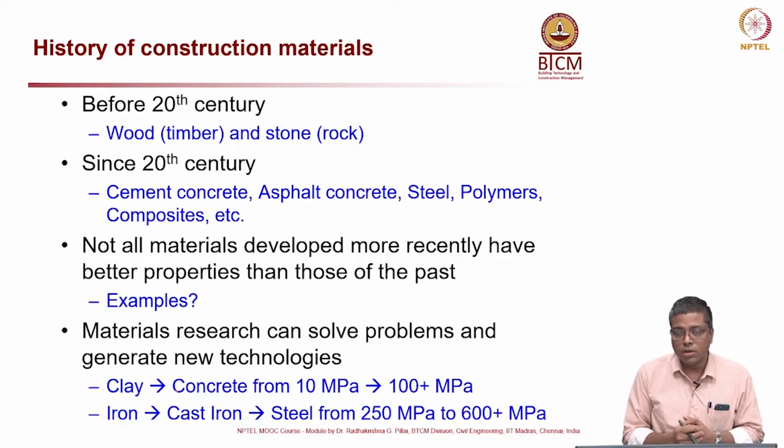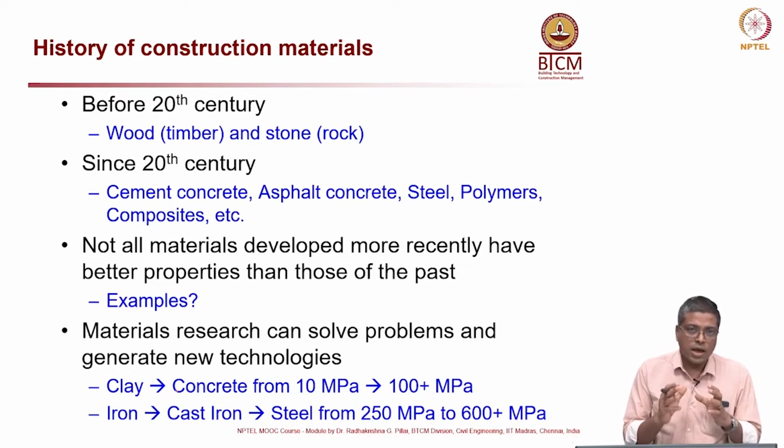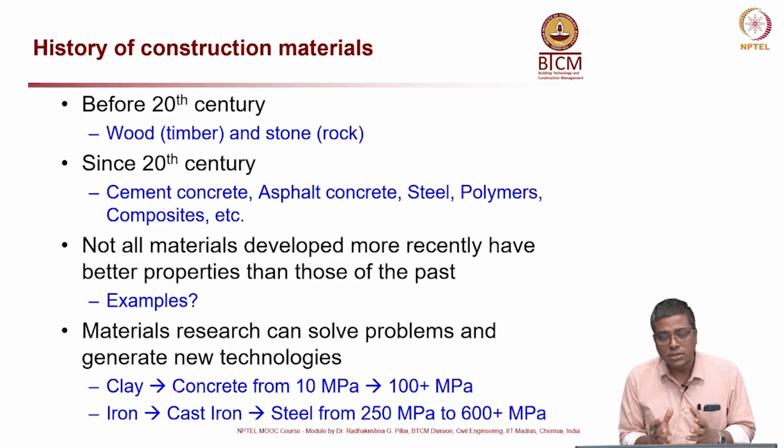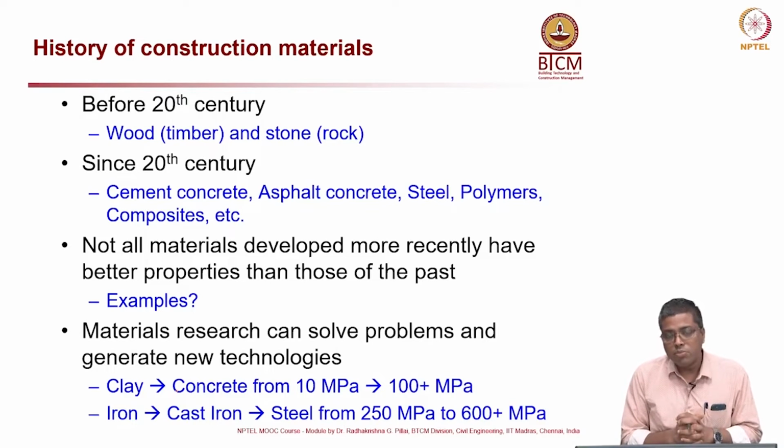or they might be less also. So, we have to really see what property we want, or what properties we want from a particular material system, and whether the material in use is actually able to provide that or not. For example, in some cases strength may be very, very important.